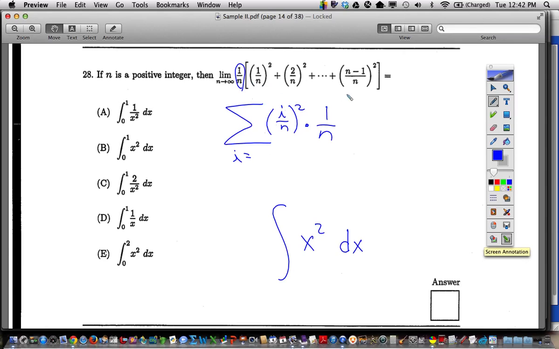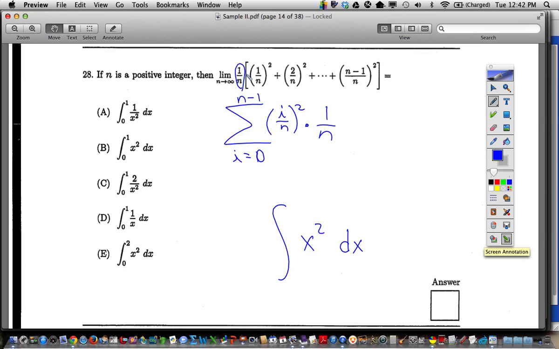Here's where I was getting a little nervous. What should I start at, and go to what? Have we ever had any that did that? Guess what? i doesn't start at 1. i starts at 0. Because what would you get if you started i at 0? 0 squared times the width is 0.